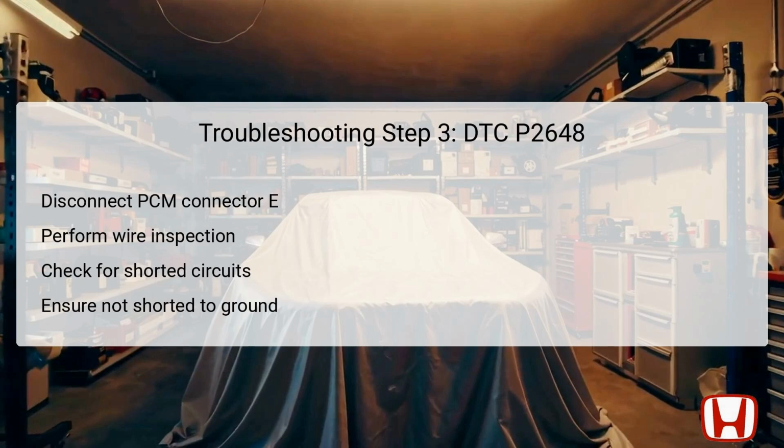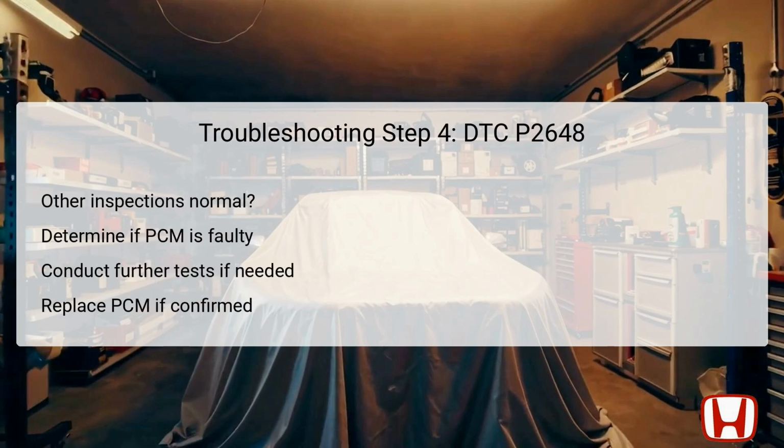Once the connections are safely disconnected, you will perform a wire inspection based on the prescribed guidelines. The goal here is to ensure that there are no shorted circuits within the wiring harness that could impact the solenoid's operation. Specifically, you must verify that there is no grounding issue, as that could lead to additional electrical failures. A thorough inspection of these parameters will allow you to pinpoint any wiring issues that may necessitate repair or replacement.